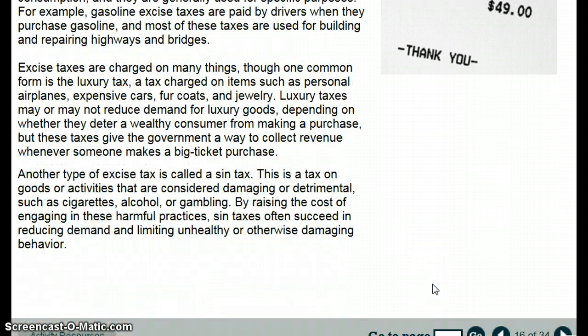Another type of excise tax is called a sin tax. This is a tax on goods or activities that are considered damaging or detrimental, such as cigarettes, alcohol, or gambling. By raising the cost of engaging in these harmful practices, sin taxes often succeed in reducing demand and limiting unhealthy or otherwise damaging behavior.